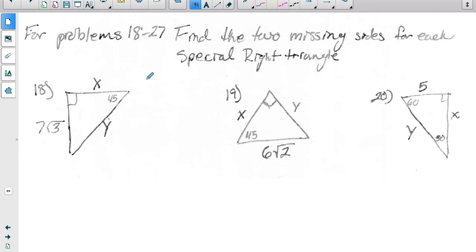Now that brings us to 18 through 27. Find the missing two sides for each special right triangle. Now in this here we had two types of special right triangles. We had the 45, 45, 90 and the 30, 60, 90. Now the 45, 45, 90 right triangle.